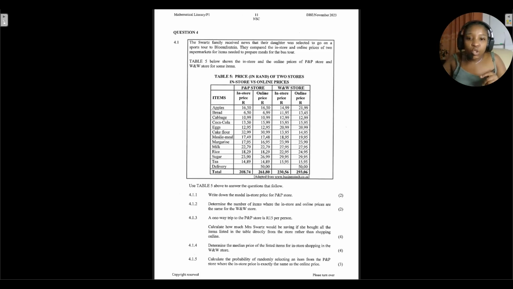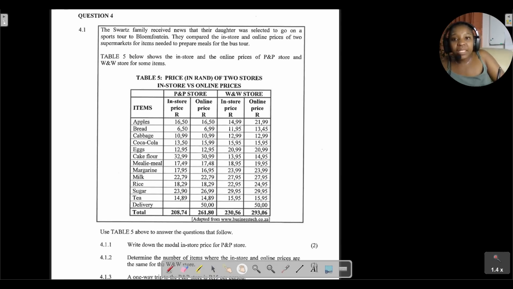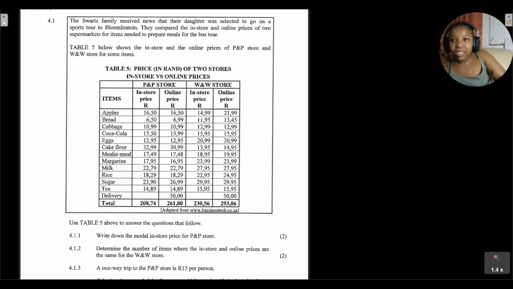Question 4.1. So question 4.1 is us analyzing this table that is given to us and answering questions pertaining to this table. It says that the Swartz family received news that their daughter was selected to go on a sports tour to Bloemfontein. They compared the in-store and online prices of two supermarkets for items needed to prepare meals for the bus tour.